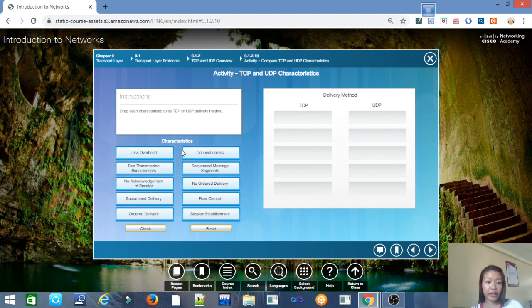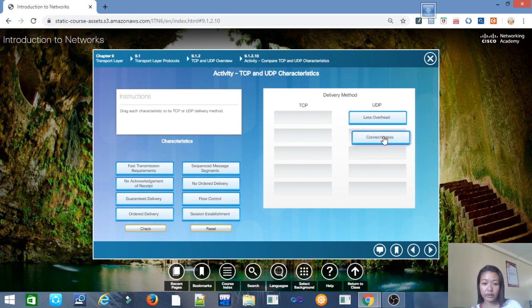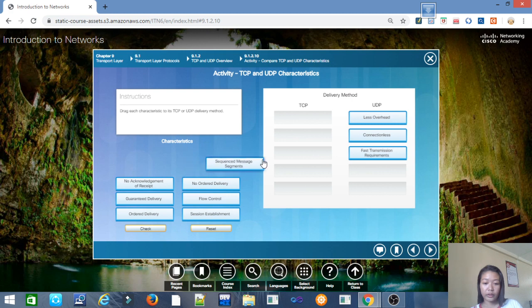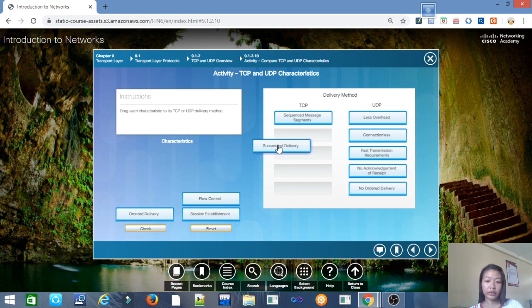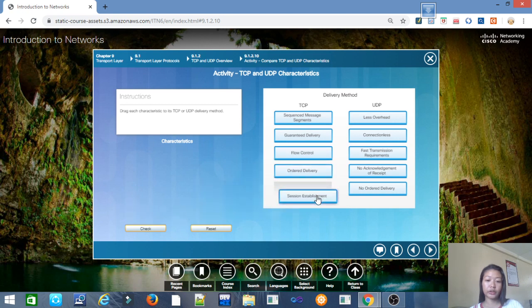We have here different characteristics. For the TCP, less overhead, it is UDP, then connectionless, fast transmission requirements, sequence message segments, no acknowledgement of receipt, no ordered delivery, guaranteed delivery, flow control, ordered delivery, then the last one, session establishment.